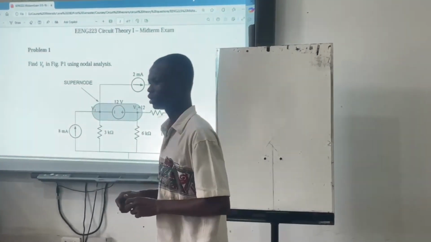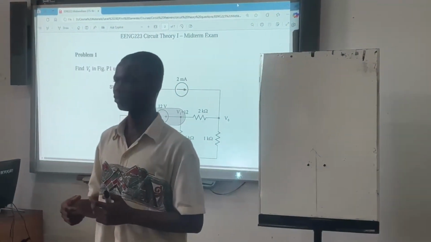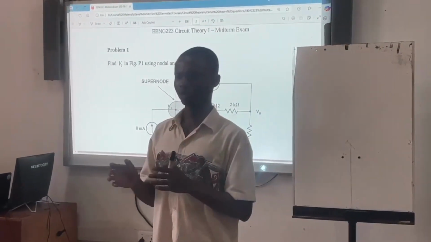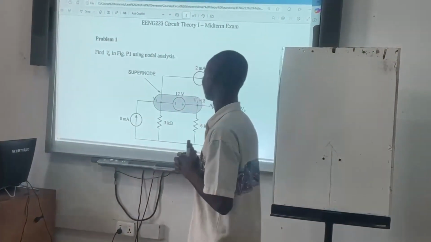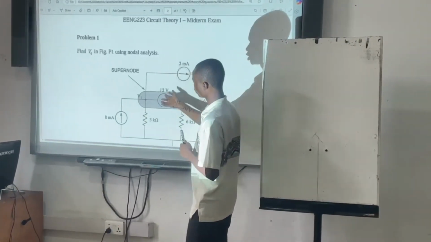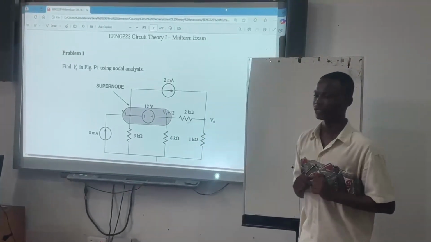In this question, we are going to apply Kirchhoff's current law, which says that the algebraic sum of currents entering and leaving a node sum up to 0. So if you have this in mind, we have a supernode, two nodes with a voltage source in between. So we are going to work around that supernode.